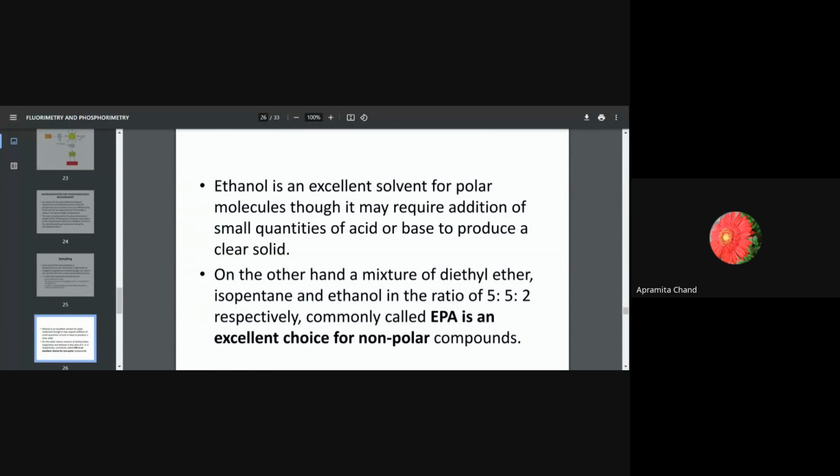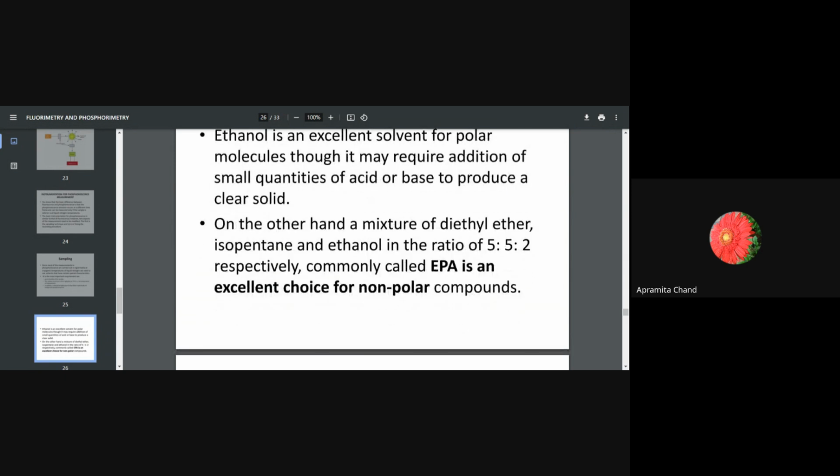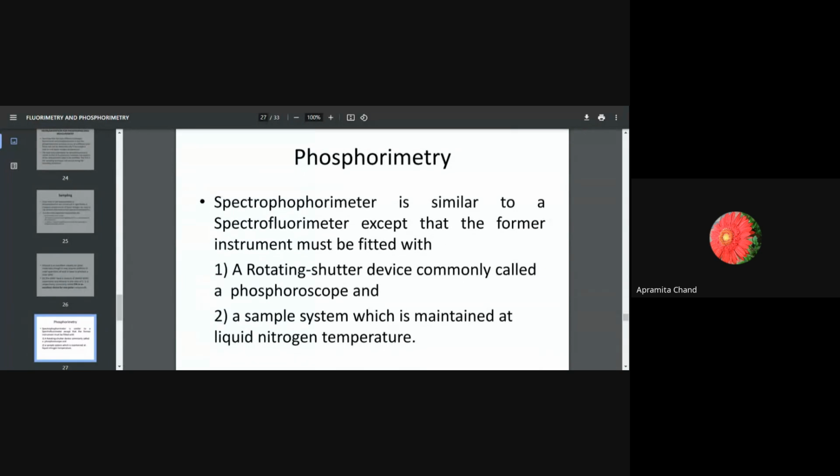Usually ethanol is an excellent choice for polar molecules. If you are taking non-polar compounds, then a mixture of diethyl ether, isopentane, and ethanol in the ratio of 5:5:2 is taken. This is commonly called EPA, and it is an excellent choice for non-polar compounds.